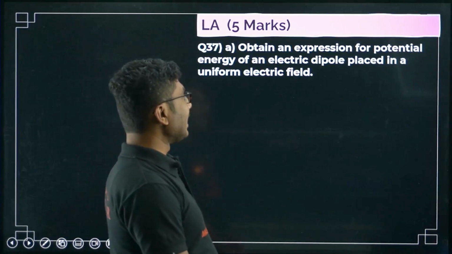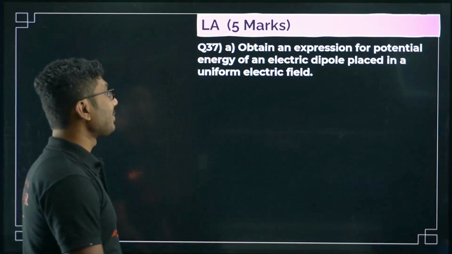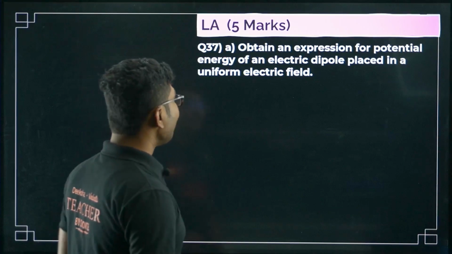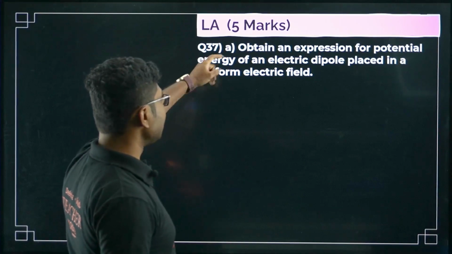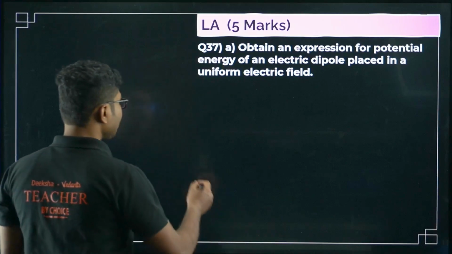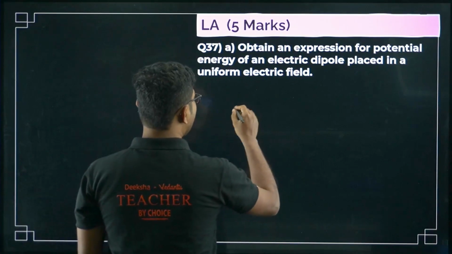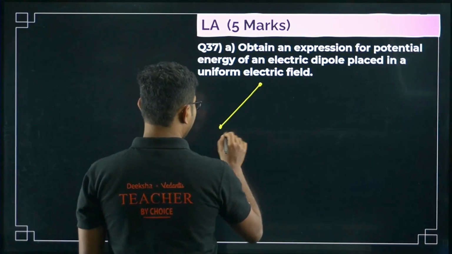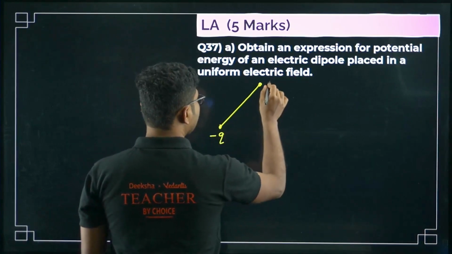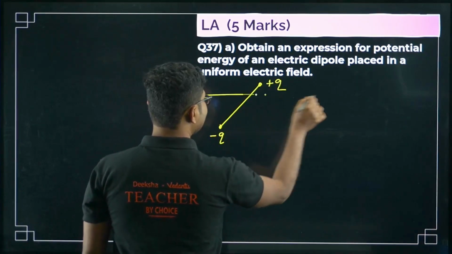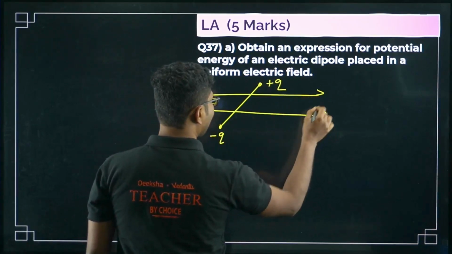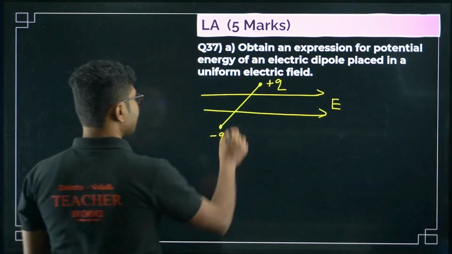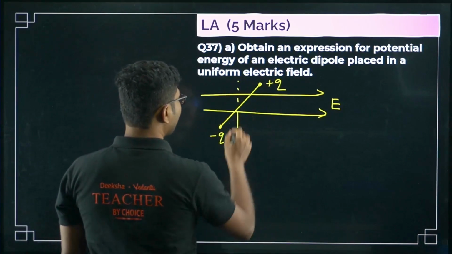Now we are here into the 5-mark derivation part. Obtain an expression for potential energy of an electric dipole placed in a uniform electric field. So this is 37A. So we have an electric dipole, minus q and plus q, placed in an electric field, say E. We are trying to find the potential energy. Okay, so how to do that?